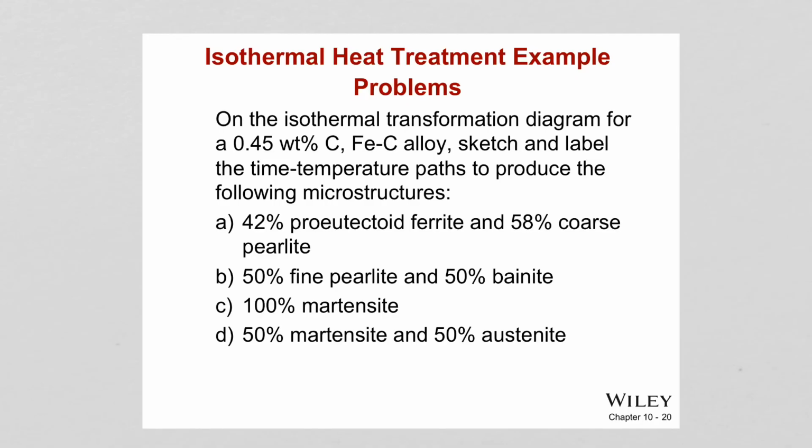Okay, just keep that in mind, and we want 4 different types of microstructures. First, we want 42% pro-eutectoid ferrite and 58% coarse pearlite; then 50% fine pearlite and 50% bainite; then 100% martensite; and then 50% martensite and 50% austenite. So in the TTT diagrams, which paths should we follow? That's the question. So let's start with the first one.